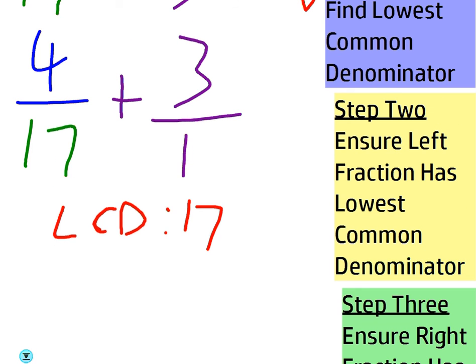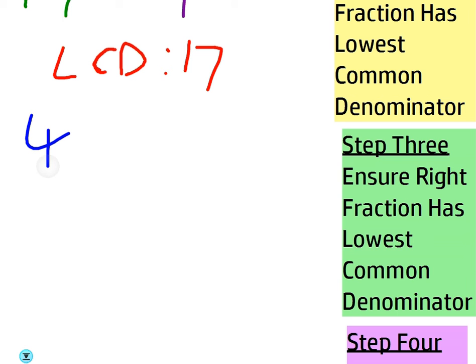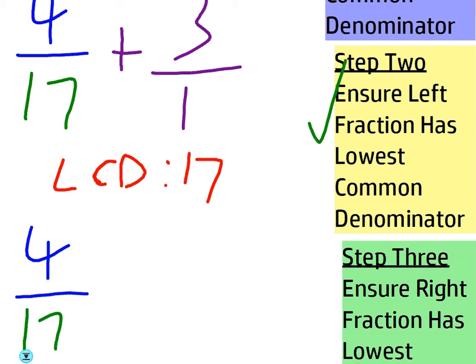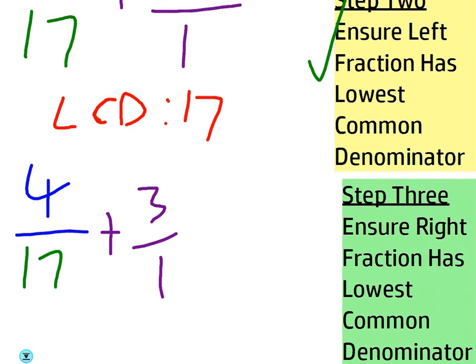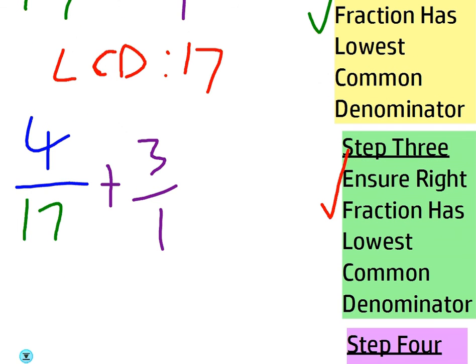Okay, so that means we do not have to change anything on the left. It's already got the LCD. But on the right, we have to change 3/1. So what do we need to multiply by? Not 4. Not 3. Wait, you multiply what number? The right number. By what? Oh, so 17. Yeah, 17/17. So it has the same denominator.